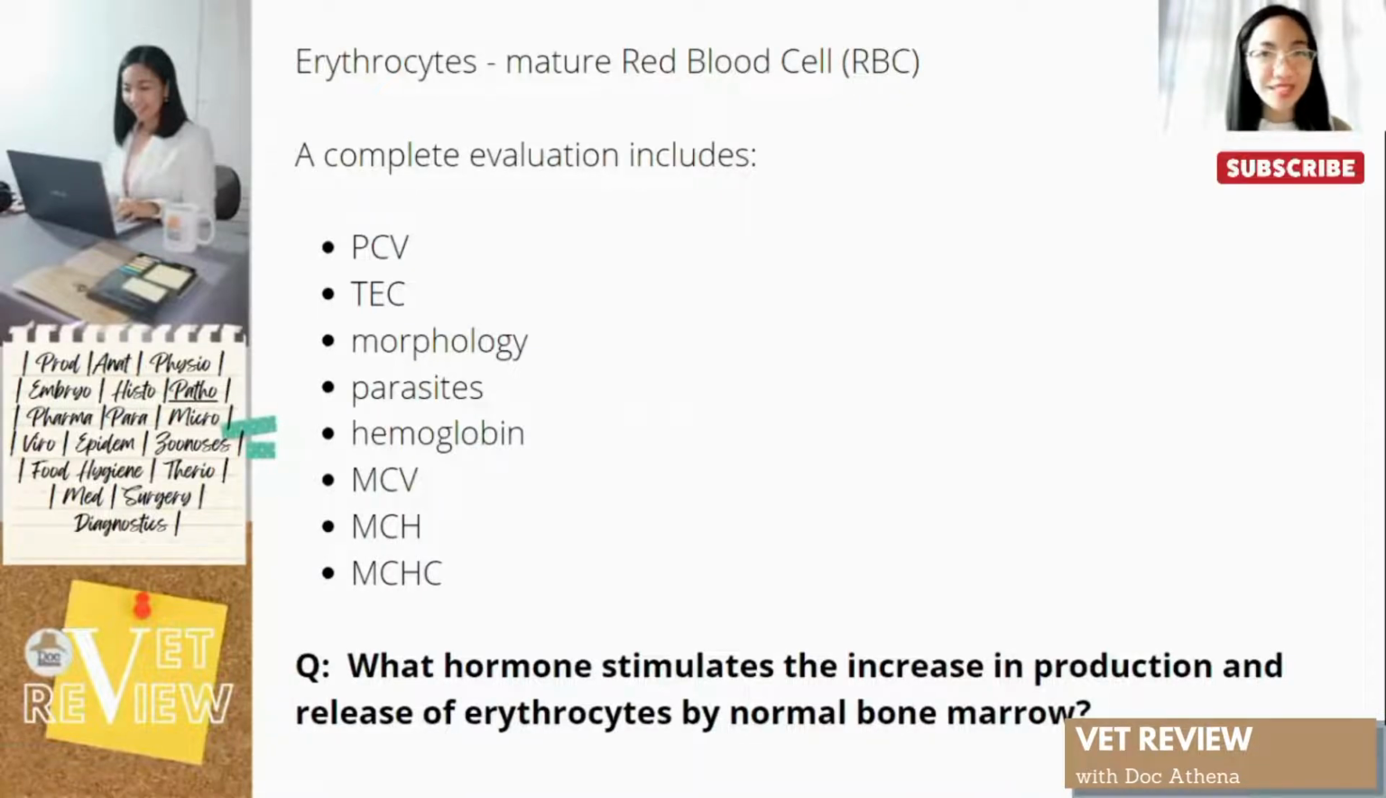Let's define erythrocytes first, okay? Erythrocytes are mature red blood cells, or RBC, and a complete evaluation includes PCV, TEC, morphology, parasites, hemoglobin, MCV, MCH, and MCHC. So, first question. What hormone stimulates the increase in production and release of erythrocytes by normal bone marrow?